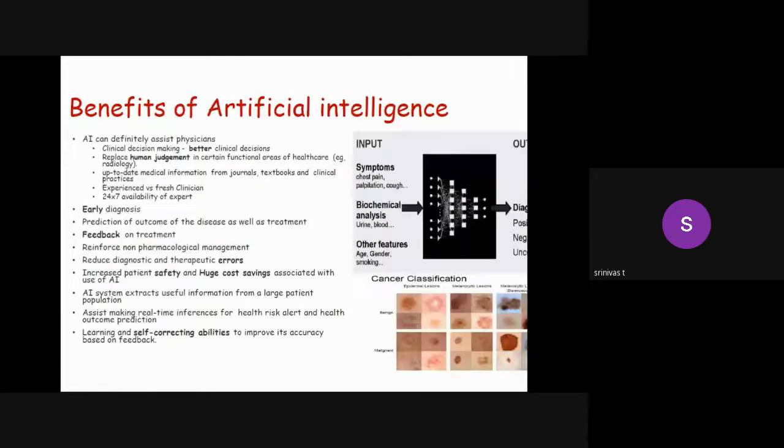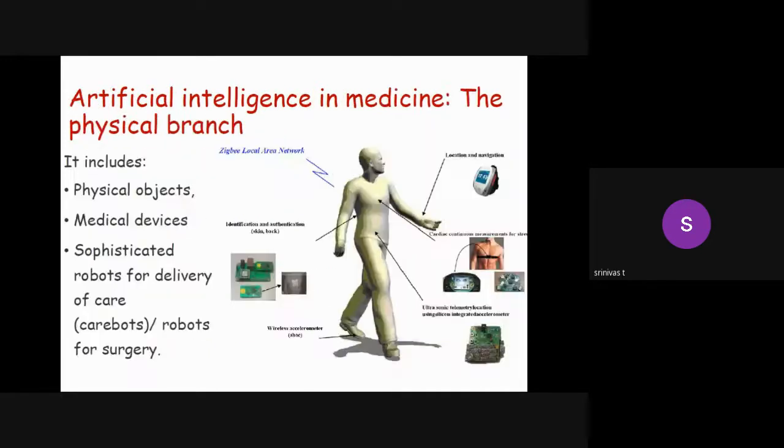Next slide. There are so many benefits of artificial intelligence. First, early diagnosis is possible and it can definitely assist the physicians, no doubt. Feedback is possible in this case, it reinforces non-pharmaceutical management, and it reduces diagnosis and therapeutic errors. One more advantage: the AI system can extract useful information from a large patient population. All these are very important benefits. Let us go to the next slide.